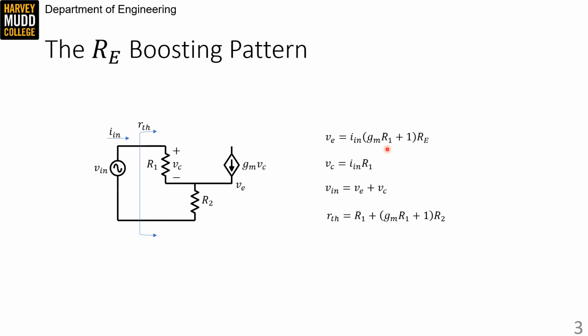We then note that VC is equal to I in times R1, and that our total input voltage is just VE here plus VC. So substituting these two expressions into this equation, and then dividing off I in, we get our expression for the Thevenin resistance, which is R1 plus (GM times R1 plus 1) times R2.